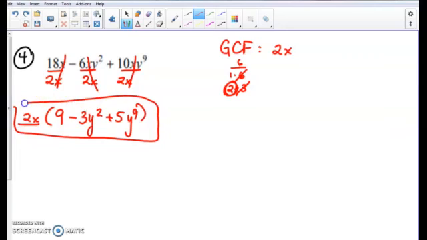Once again, if you want to do a mental check and just distribute your GCF back in there, see if it looks like your answer, it would, so we're all good to go. That finishes us up for our notes. We're ready to start our practice work.